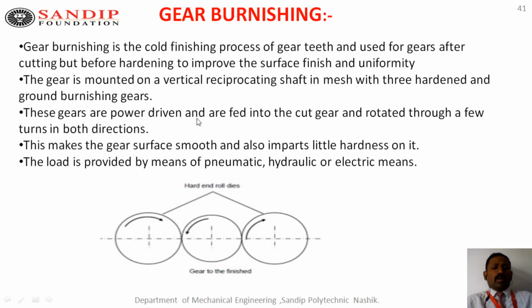The gears are power driven and fed to the cut gear and rotated through a few turns in both directions, clockwise and anti-clockwise, to get the exact smoothness of the involute shape of the gears, and a little hardness also develops. The load is provided by pneumatic, hydraulic or electric means. Pneumatic means air pressure, hydraulic means oil pressure, and electric means a motor.